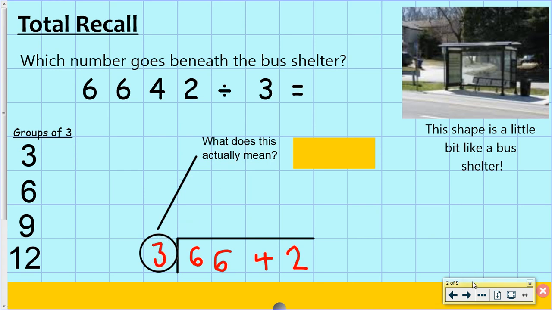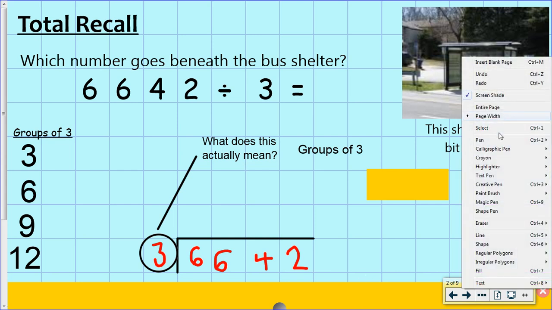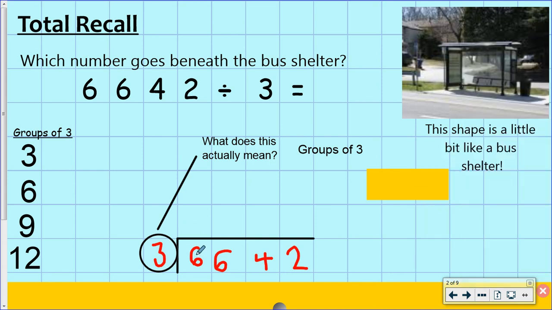And what does this 3 actually stand for? Well, like I just said, it means groups of 3. We are dividing this number into groups of 3 to see how many we get in one group, or how many groups of 3 we can get. So let's continue with this method. 6 divided by 3. So how many groups of 3 can I get out of 6? Obviously I can get 2. Again, 6 divided by 3 is 2.